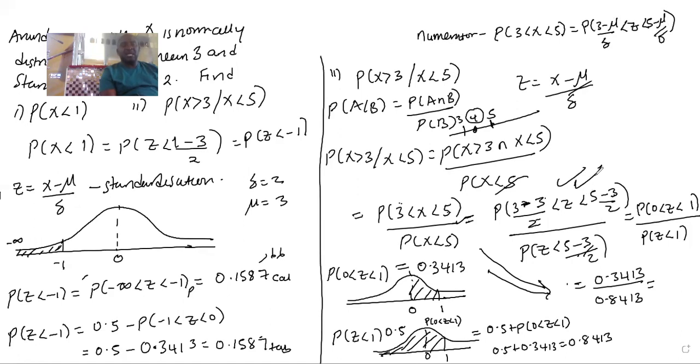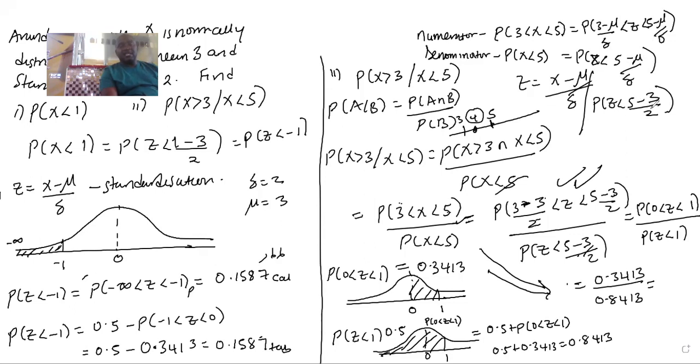I thought people knew how to standardize. Then the denominator. The denominator says the probability of x is less than what? 5. Standardize this, you'll get the probability of z less than (x minus the mean mu) over sigma, whereby that would give us the probability of z less than (5 minus the mean 3) over 2. In the next topics, as we go ahead, I will not reiterate this.